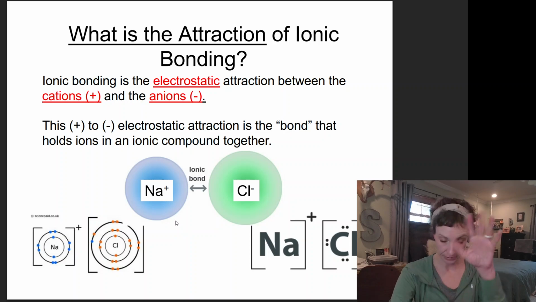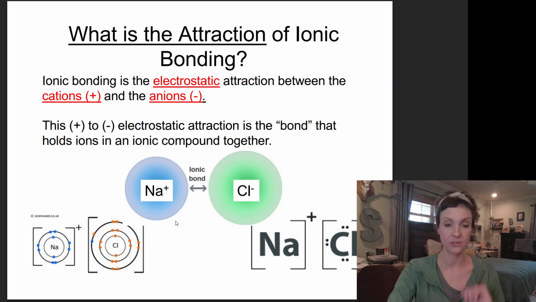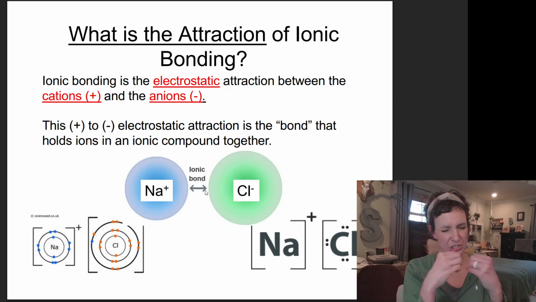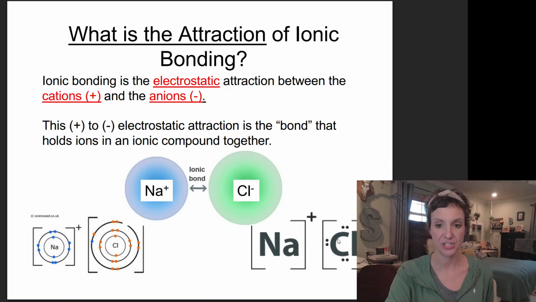Here in a more visually pleasing way, without all the dots and the circles and the whatever, I've got a positive sodium and I've got a negative chloride. And y'all, them being close to it, they're going to want to attract. That's the electrostatic attraction. This is our electron dot diagram representation.